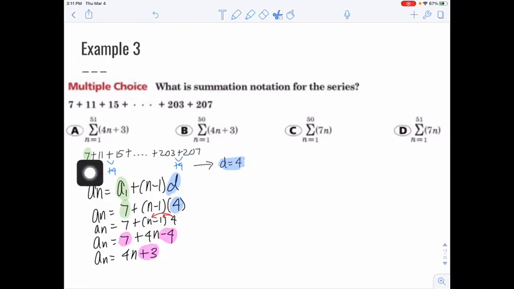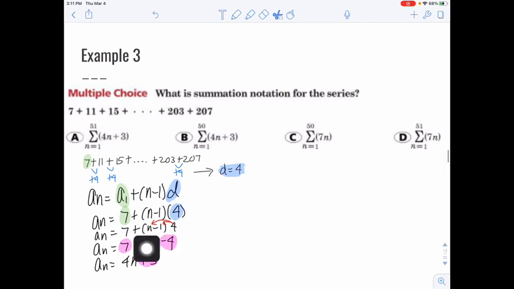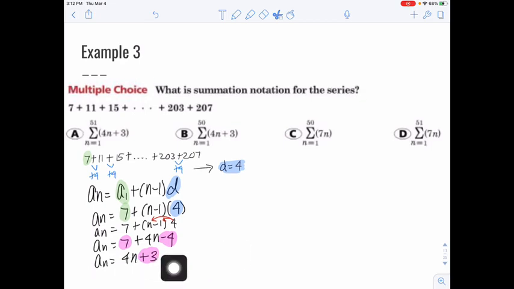We are also given an initial term, a sub 1, of 7. We can use our general formula for an arithmetic sequence, a sub n equals a sub 1 plus n minus 1 times d, to find an explicit formula for the sequence. A sub 1 is 7, d is 4. We can distribute the 4 into the n minus 1 to get 4n minus 4. 4 times n is 4n, 4 times negative 1 is negative 4, and then we can combine like terms. 7 and negative 4 will give us positive 3. So we have 4n plus 3 equals a sub n. This is an explicit formula for our sequence.